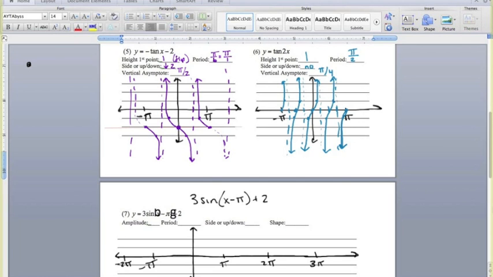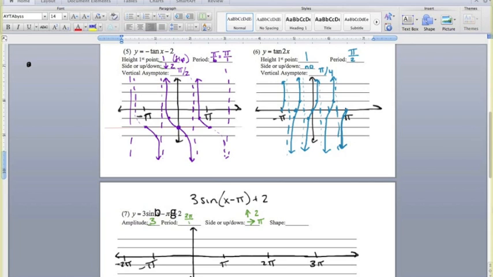Amplitude. Three. Amplitude is the number in front of the trig function, so it's 3. Period. We're back to a sine now, so we're looking at 2 pi divided by b, and what is b? 1. It's just 2 pi. Shifting. Over pi. Over to the right a pi and up 2.